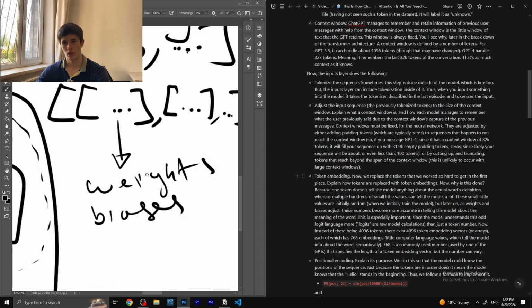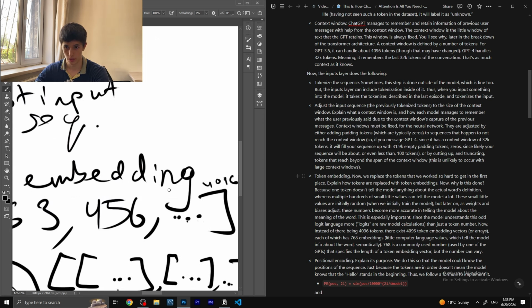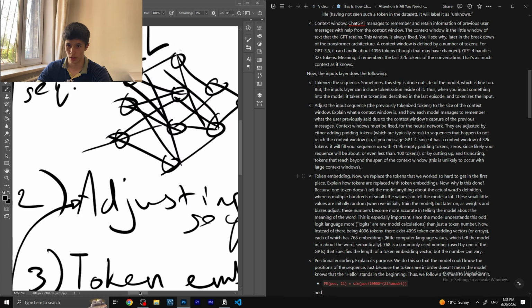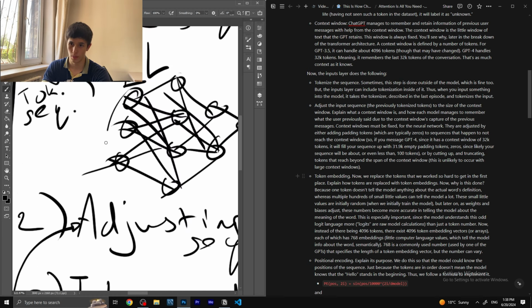So if you imagine the input layer, there is the embedding going on over here. These neurons have weights and biases, and over training stages, over backpropagation, optimization, all this stuff that will be covered in later episodes, they become more accurate in telling the model about the word. So yeah, it's like a little computer.